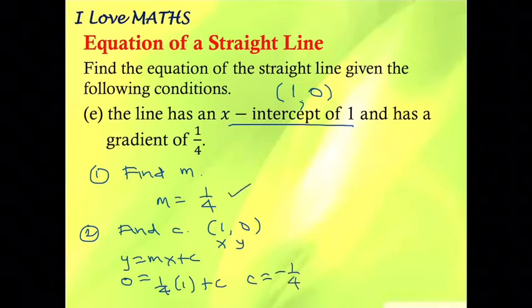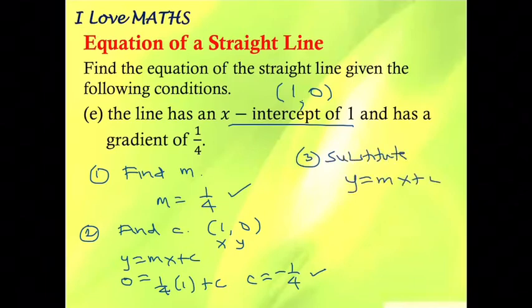We have the value of the gradient and the value of the y-intercept c, so we can now substitute it to our formula y equals mx plus c. So the equation is y equals 1 over 4x minus 1 over 4.